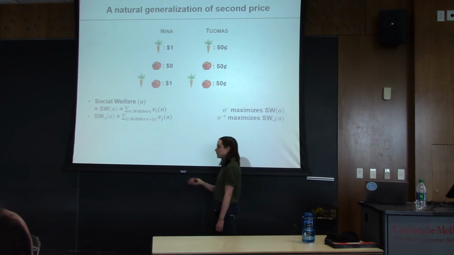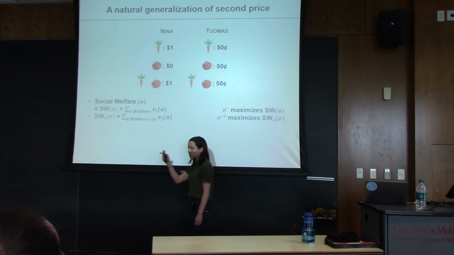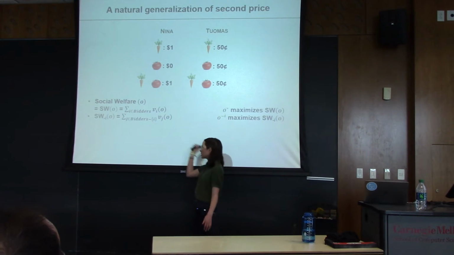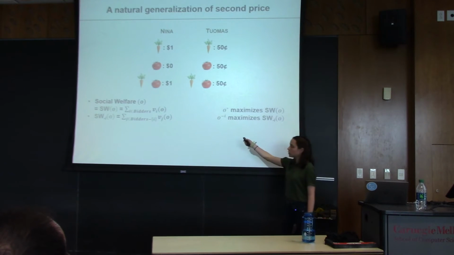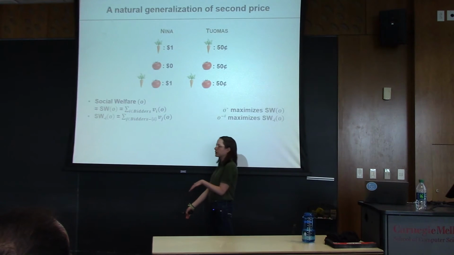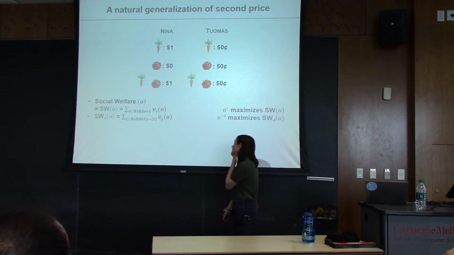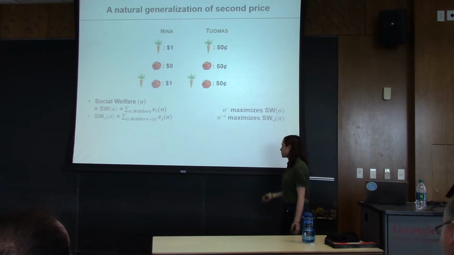I'm also going to need the social welfare of an outcome without any one bidder. So I'm just summing over all bidders except some bidder i here. And let's say that O to the negative i is the outcome that maximizes the social welfare without that bidder's participation. Note that O star definitely need not equal O to the negative i.